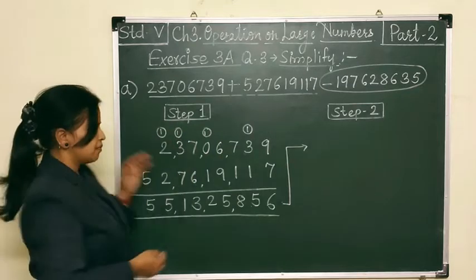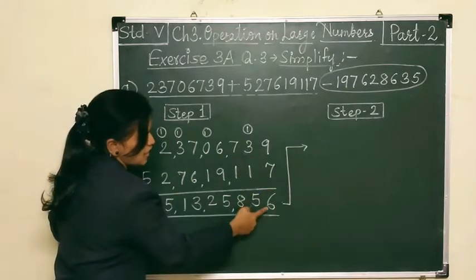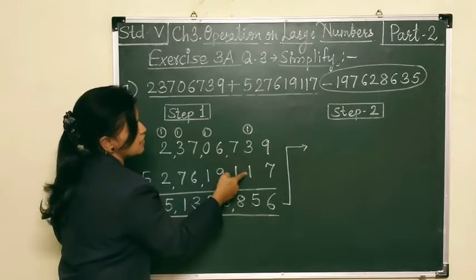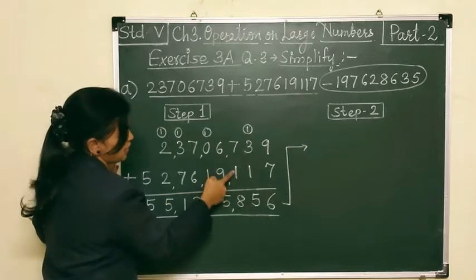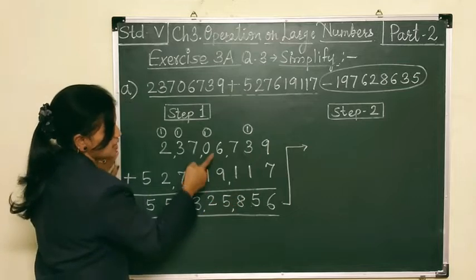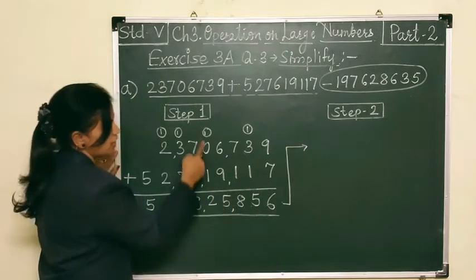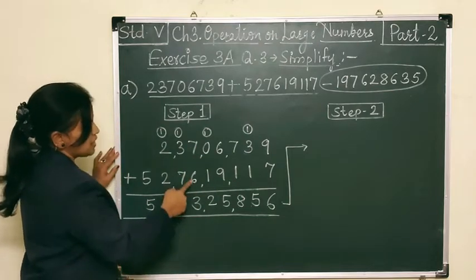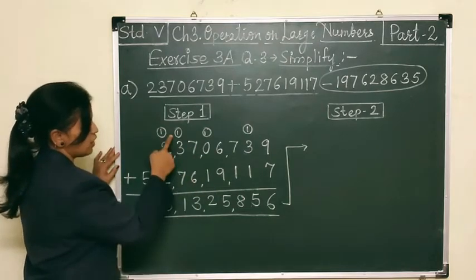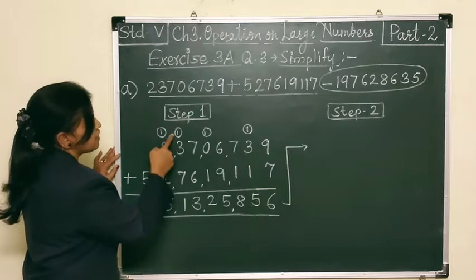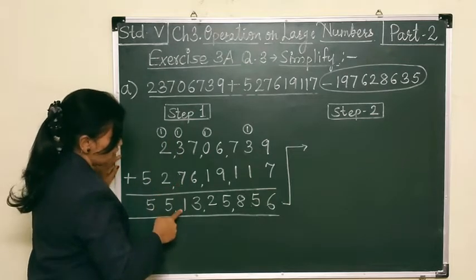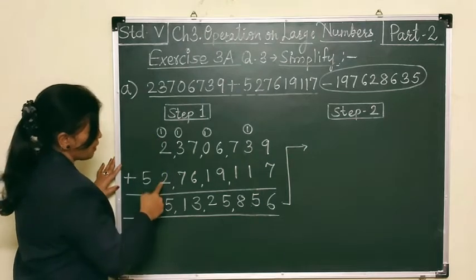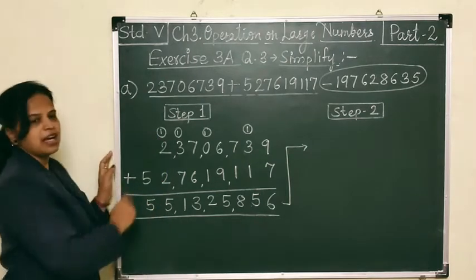Next step. See, 9 plus 7, 16. 6 is written down and 1 is carried over. 3 plus 1, 4. 4 plus 1, 5. 7 plus 1, 8. 9 plus 6, 15. 5 will be written down and 1 will be carried. 1 plus 1, 2. 7 plus 6, 13. 3 will be written down, 1 is carried over. 3 plus 1, 4. 4 plus 7, 11. 1 is written down, 1 is carried here. 2 plus 1, 3. 3 plus 2, 5. And 5 will be as it is.